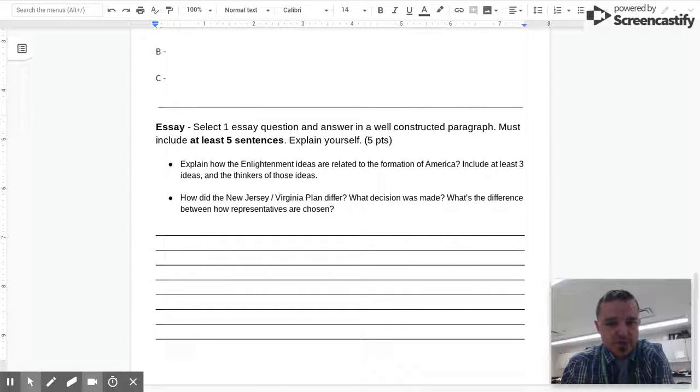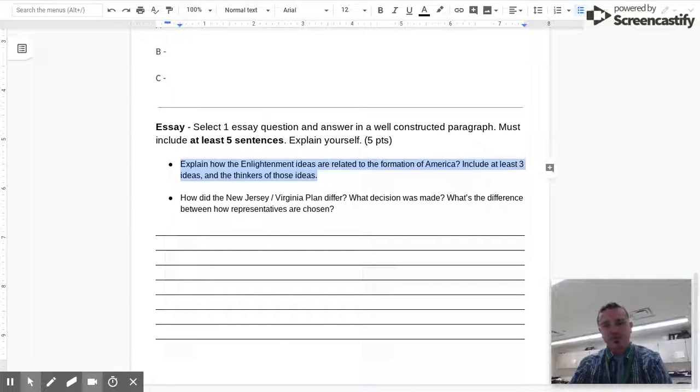Finally, the 2 essay questions here. You only had to pick one. Explain how the Enlightenment ideas are related to the formation of America. I asked you to list at least 3 and their thinkers. Guys, we talked a ton about this. John Locke, for example: natural rights, overthrowing government, limited government. We talked about Voltaire, freedom of speech. Montesquieu: 3 branches of government, separation of powers, checks and balances. We talked about Adam Smith with laissez-faire. Any of those ideas would have worked because we still have those ideas in America today.